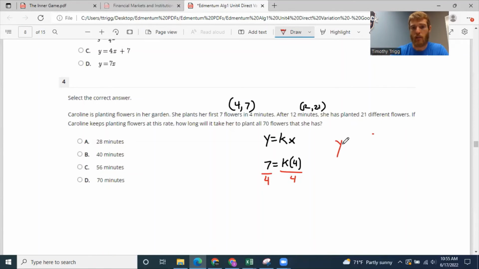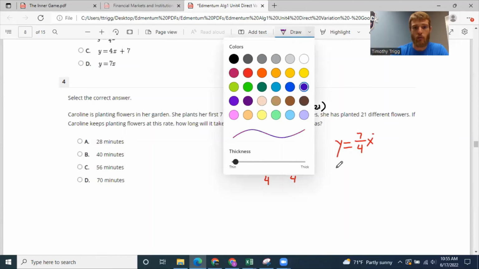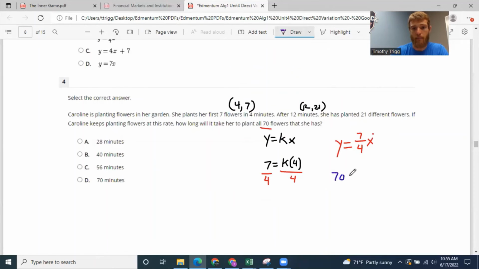This gives us the equation y equals 7 over 4 x. Now, how long will it take her to plant 70 flowers? So 70 flowers, that's the y coordinate. The number of flowers is the y coordinate. And what you're going to do is replace y with 70, and we're going to solve for x. Okay, so we have 70 equals 7 over 4 x.